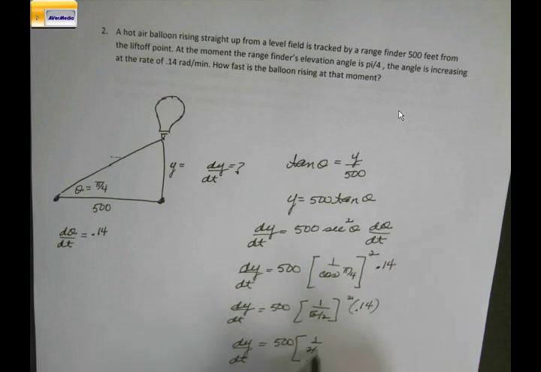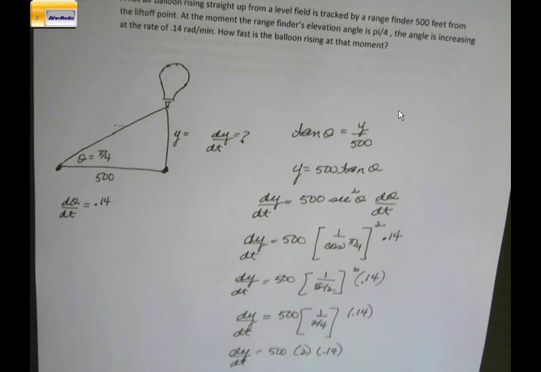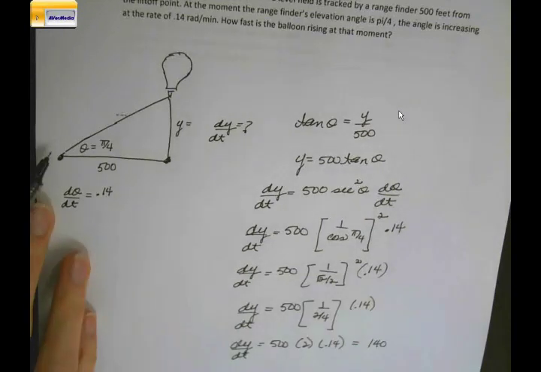So what is this? This is 1 over 2 fourths. What does 1 over 2 fourths equal? 2. One thousand times 0.14 is 140.